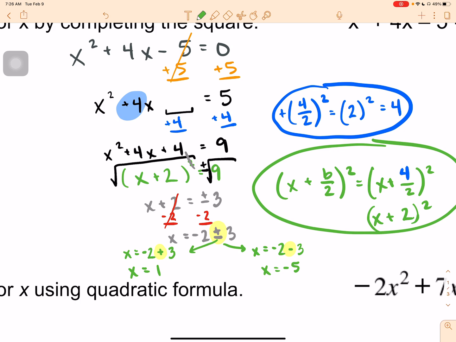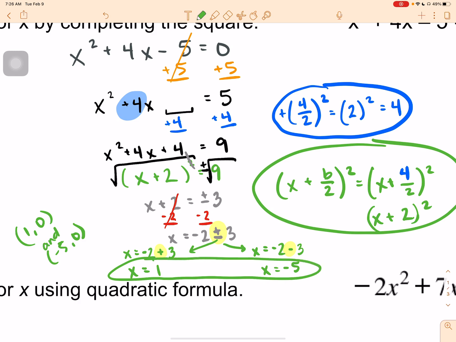Okay, so our x-intercepts are 1, 0, and negative 5, 0. But even if you just left your answers like this, that's full credit as long as you got the right answer. Okay?